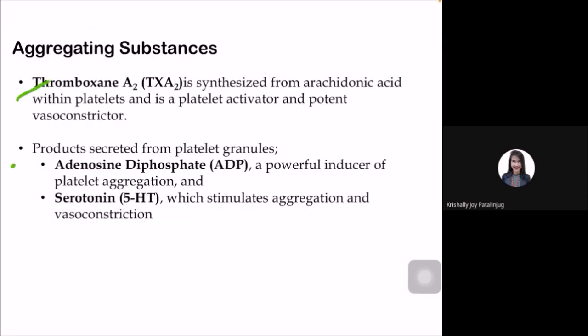Ito, basahin niyo lang ha. Basta these are pro-aggregants. Messengers. Okay, messengers.